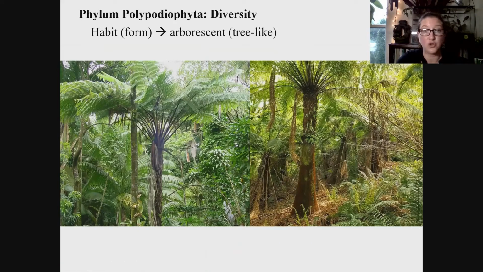As I mentioned, they can be tree-like, very tall. If you have ever gone to the New York Botanical Garden in the Bronx, which if you haven't, I really recommend, it's quite lovely, especially this time of year. If you go into the conservatory, the big glass house, they have a ton of tree ferns in there that you can see. Really cool.